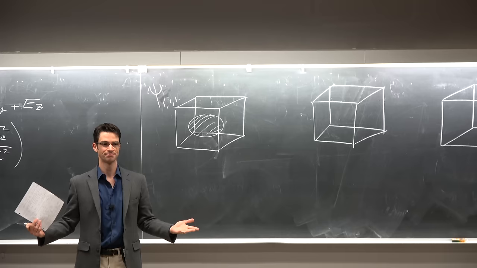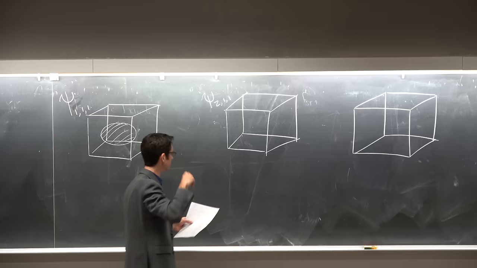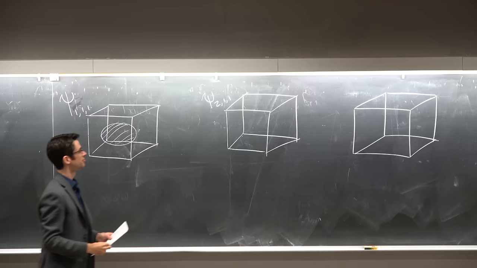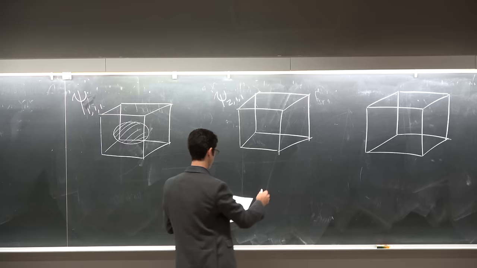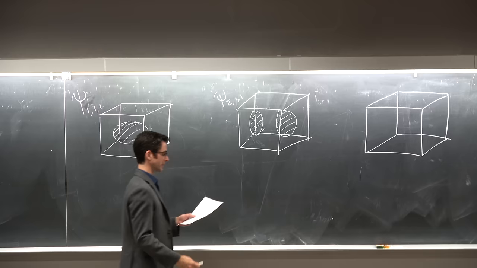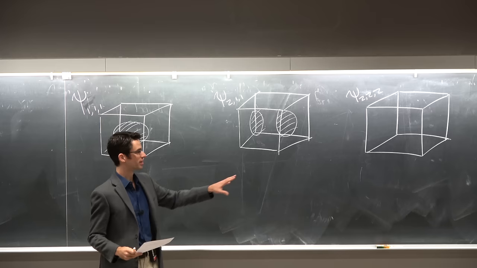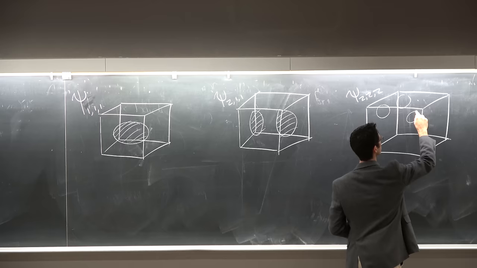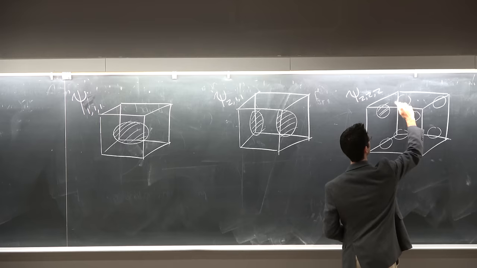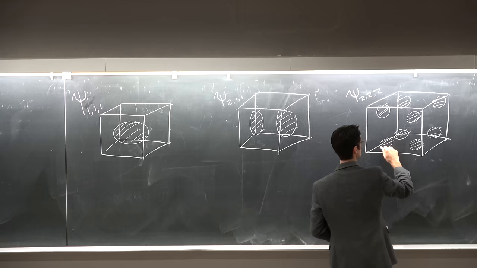Let's look at psi 2, 1, 1, where we have n equals 2 along the x direction. So we have two lobes along the x direction. How about psi 2, 2, 2, where the wave function is in the excited state along each axis. And what we have here are these lobes, which are toward the corners of the three-dimensional box.